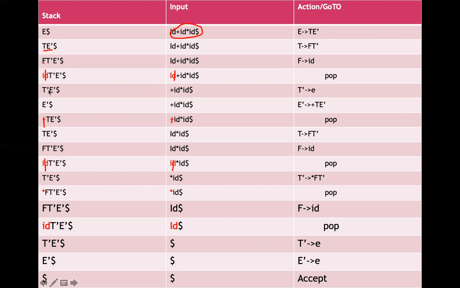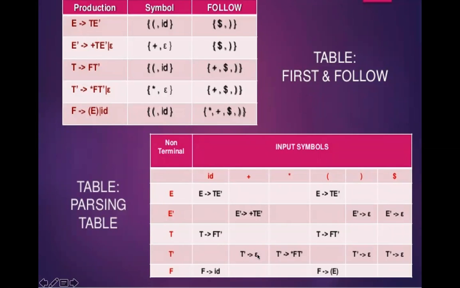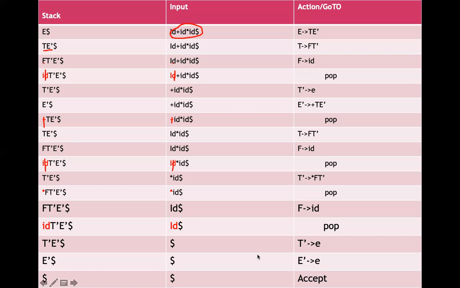That is T dash, E dash and dollar, and after excluding this, the input is ID plus ID star ID dollar. Here we need to see T dash and plus. Go to the table. Which action do we need to take? T dash with plus gives T dash equals epsilon. Just write T dash equals epsilon here. Substitute the epsilon, then it will vanish.